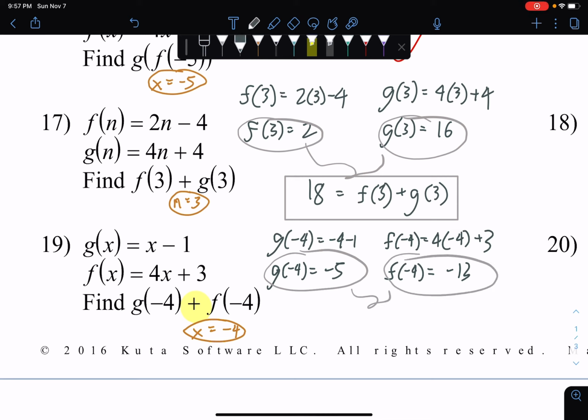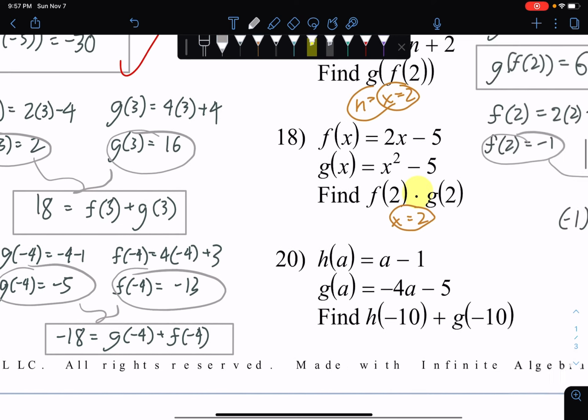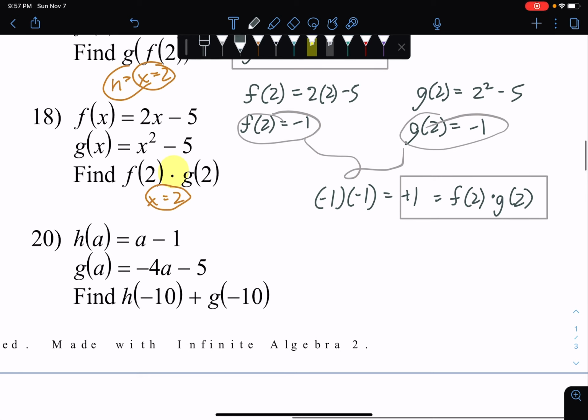And negative 5 plus negative 13 is negative 18. That is our final answer. Alright, let's move to number 20, our last for this worksheet. So we know that a is equivalent to negative 10, and the operation is addition.